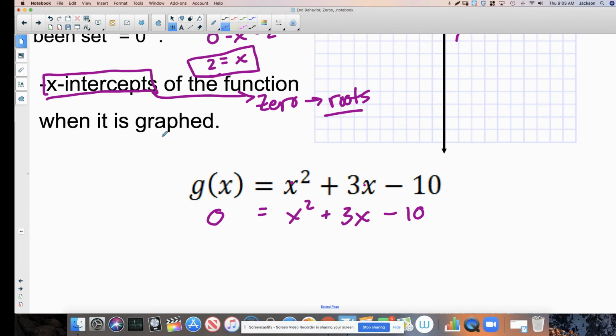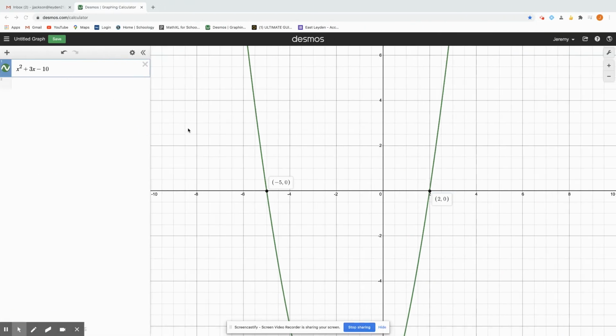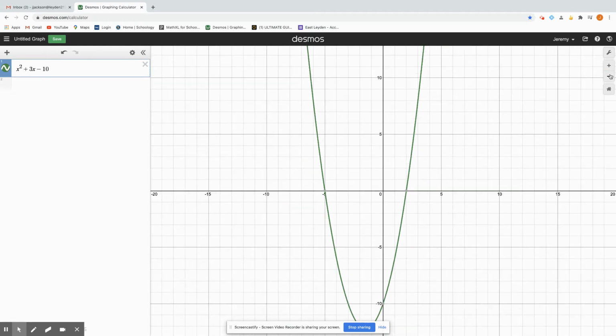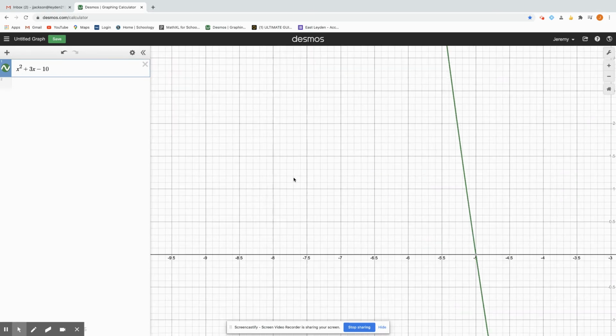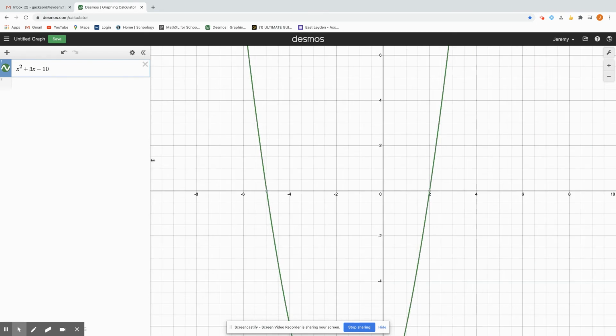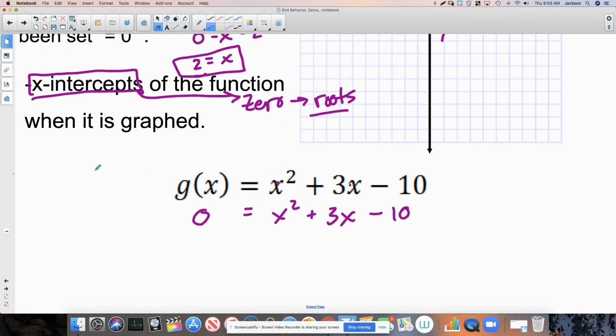But again, if you look at just the graph, which I already have done here, you can see I've graphed the function already. You can see where the graph crosses the x-axis at -5 and at 2. So we know that the zeros are -5 and 2, okay? Done. But from this standpoint, let's talk about solving this, okay?